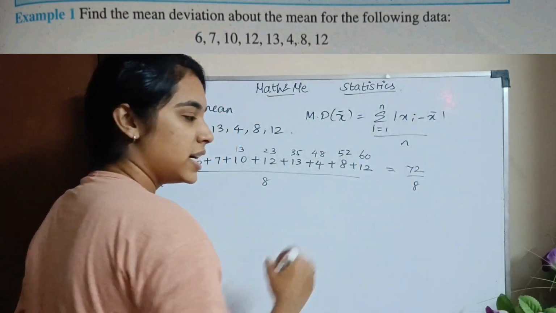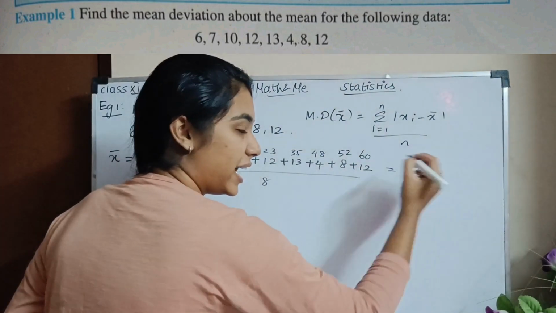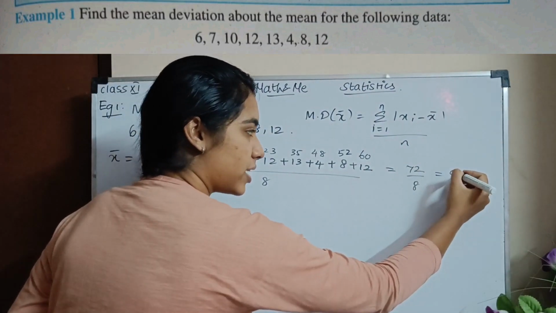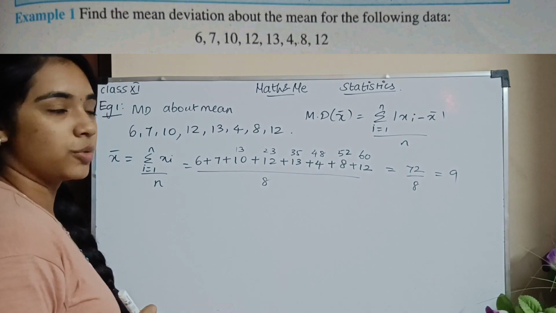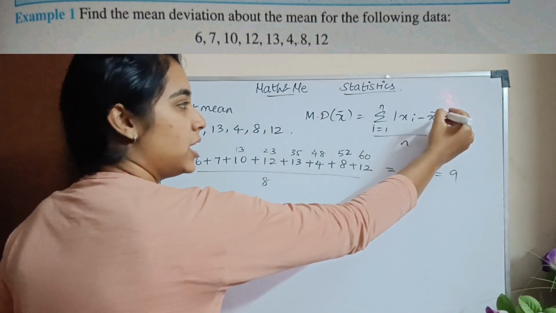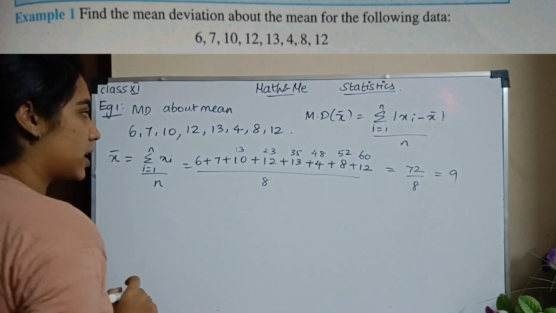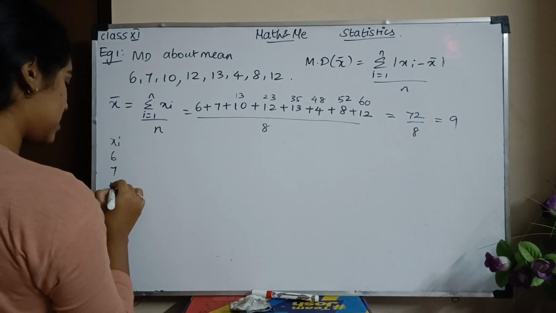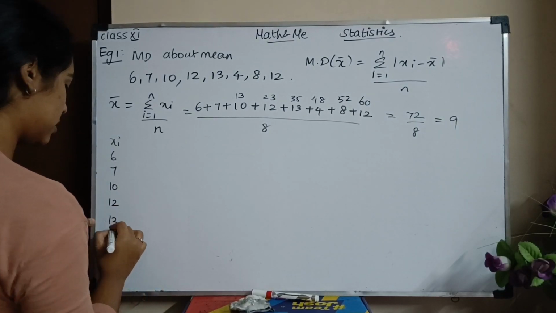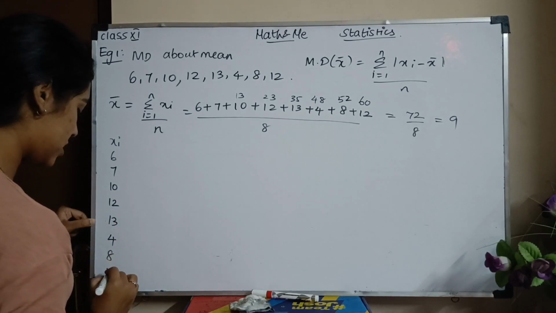Okay. 72 divided by 8. So my value will be, 8 9s are 72, correct? So 72 divided by 8 is 9. So this is my mean value. Now mean deviation கண்டுபிடிக்கணும். So I need to find out what my difference is first of all. Correct? So இப்போ xi value எல்லாம் எழுதுறேன். So xi, I have 6, 7, 10, 12, 13, 4, 8 and 12.